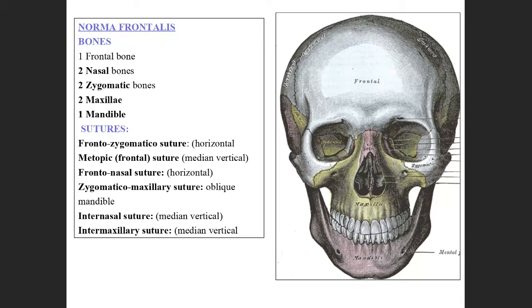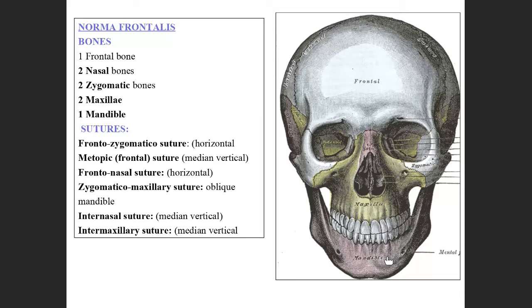In this, what are the bones here? Again we have a frontal bone. So there is a frontal bone, nasal bone, zygomatic bone. This is the frontal bone, nasal bone, and this is the zygomatic bone. And the large bone of the face is the maxilla, and then the mandible.